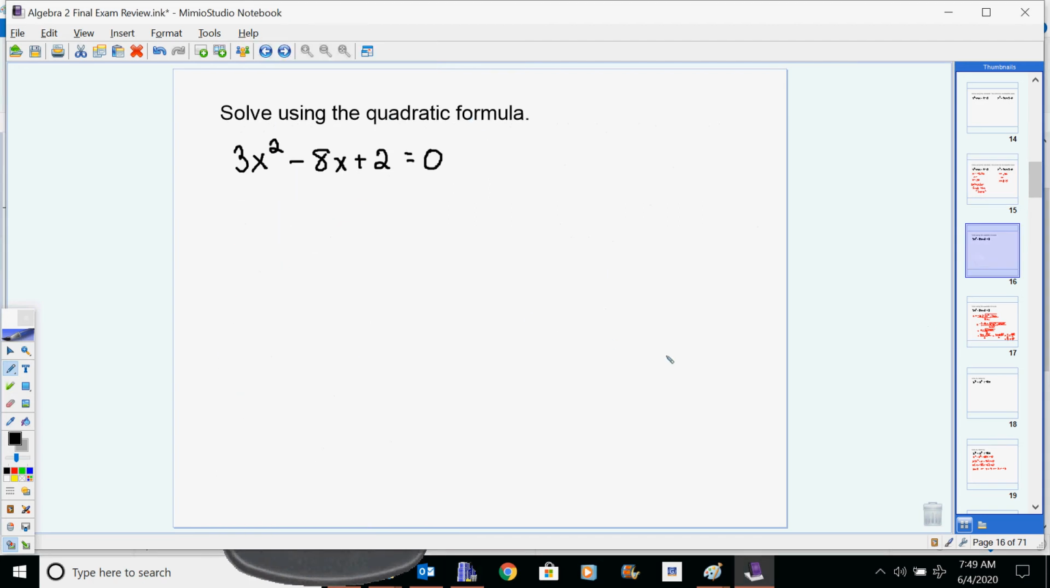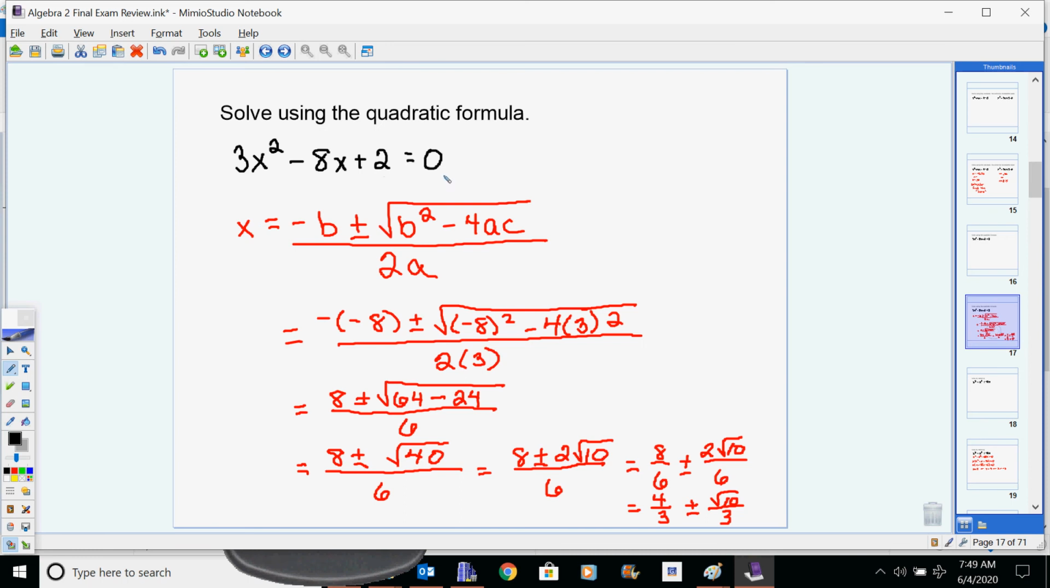Another tool that you have at your disposal is the quadratic formula. Quadratic formula is good if you're needing to find an exact answer. So we look here, it doesn't factor easily. So I want to use negative b plus or minus the square root of b squared minus 4ac all over 2a. A, b, and c. So negative b plus or minus square root b squared minus 4ac, this is not a squared, it's just a 2, all over 2 times a.